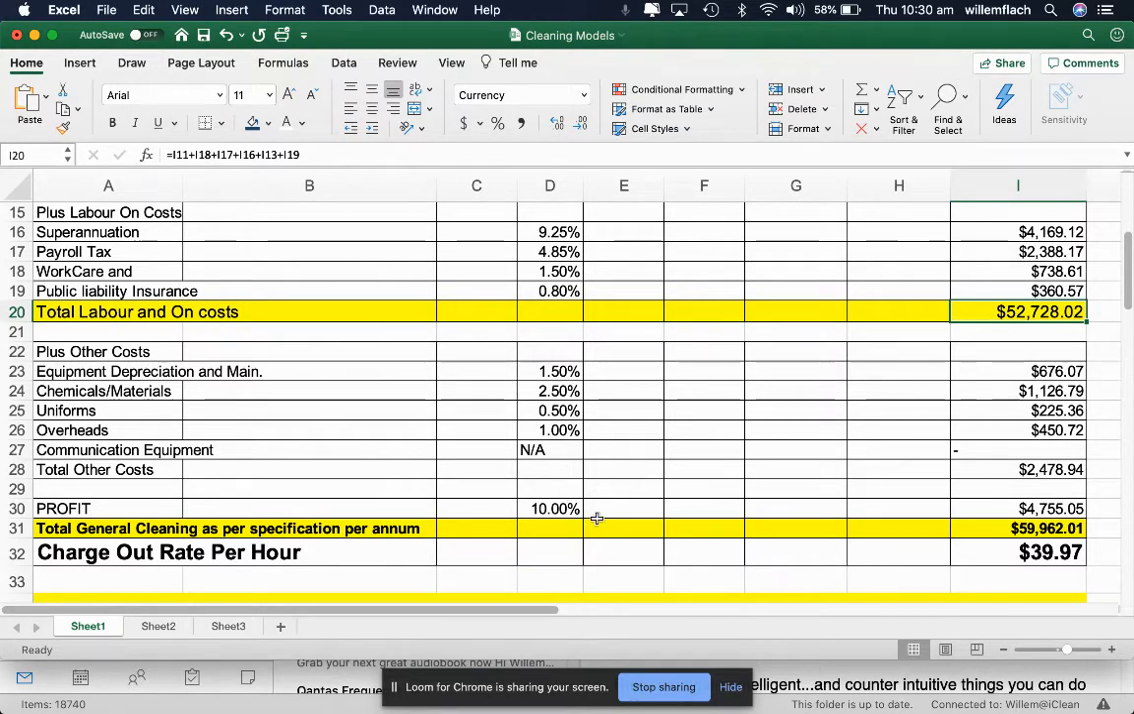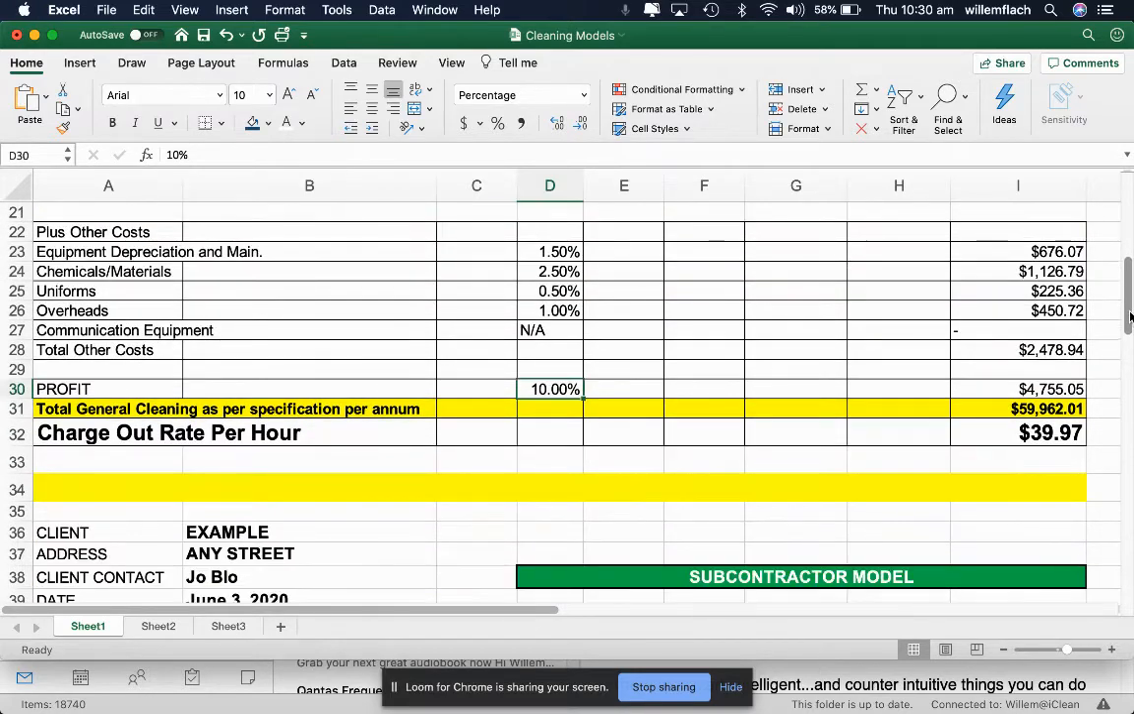If we allow a 10% margin, which is what I would be doing, 8 to 10% if I was putting a tender together, then we are looking at a total cost to the client of around $60,000 a year. So essentially for 6 hours a night, you're looking at $60,000. So essentially you could say it's $1,000 per hour for the whole year. That's a rough way of working it out. So that'll quickly tell you what the total contract value is.